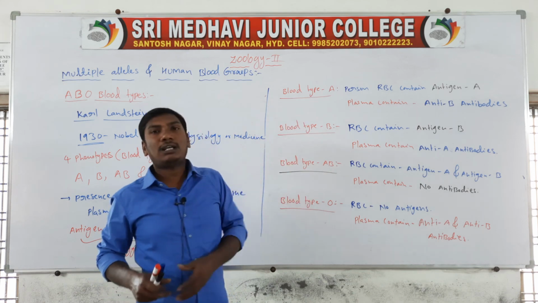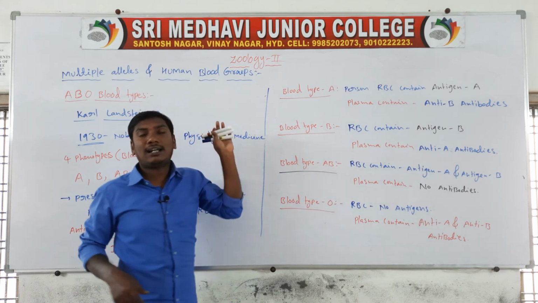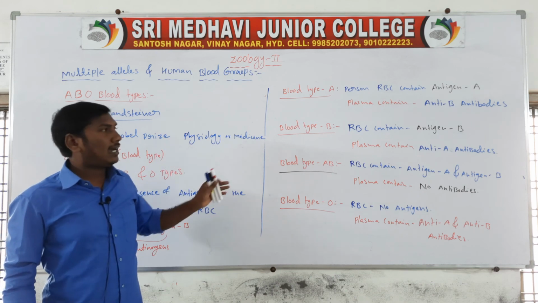So these are the four types of blood discovered by Karl Landsteiner.